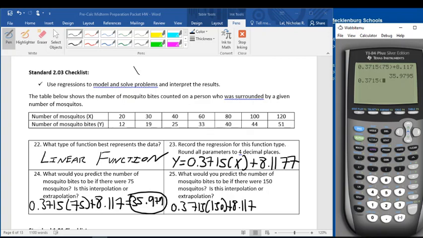So here, I'll do 0.3715 times 150 plus 8.117, and that's going to be 63.842.